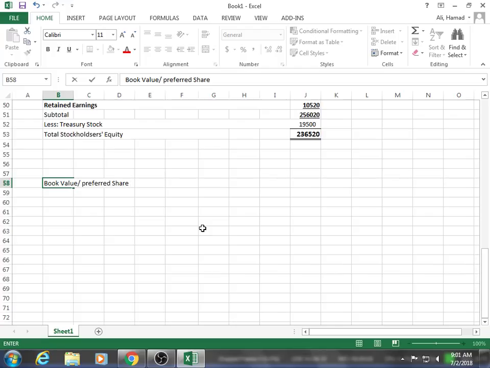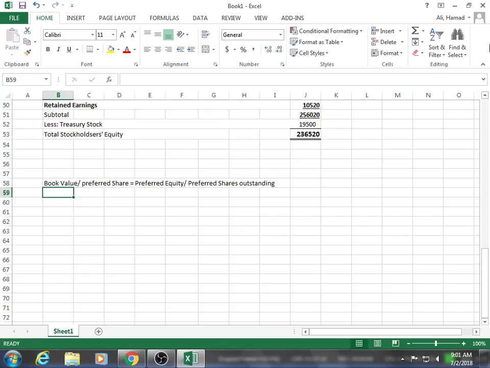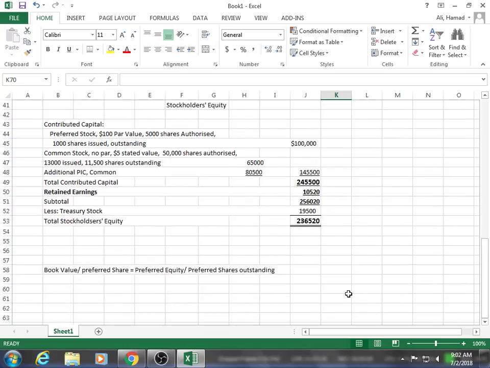Is equal to all the preferred equity divided by number of preferred shares outstanding. So what is the equity for preferred shares?